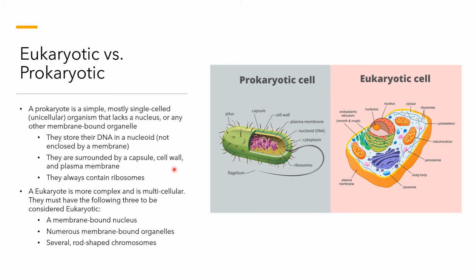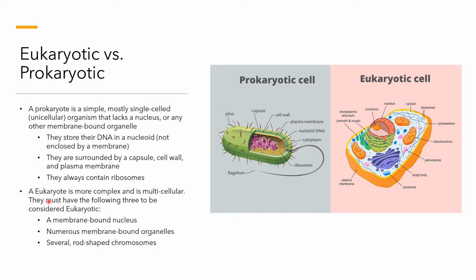They are surrounded by a capsule, cell wall, and plasma membrane, versus, for example, in an animal cell, we don't have a capsule, we just have a plasma membrane, a cell membrane. Or in a plant cell, they have a cell wall surrounding them, and then the plasma membrane. They will always have ribosomes inside. So that's about what makes up a prokaryotic cell.